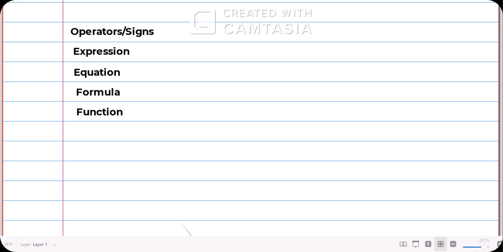Hi all. So for this recording, we're going to review these concepts, and the importance of these concepts in mathematics. They are the basic concepts for pure maths. The first one is operators or signs. Two, the expressions. Three, the equations. Four, the formulas. Five, the functions. These basics are very important to know because they are the foundation for pure maths.